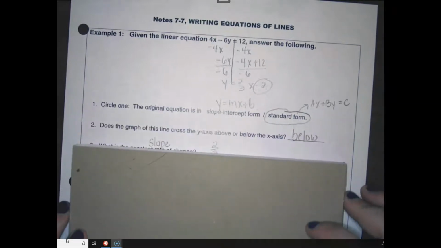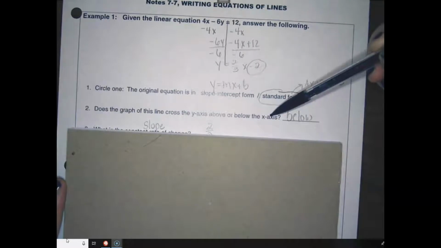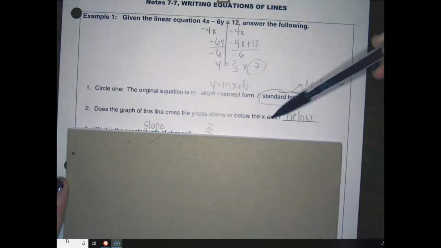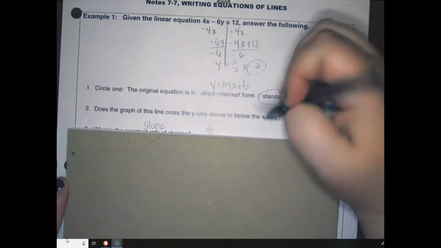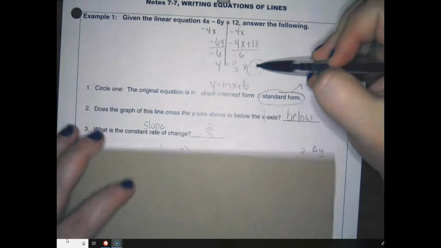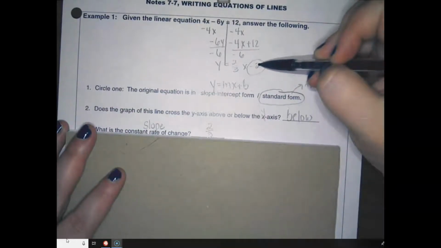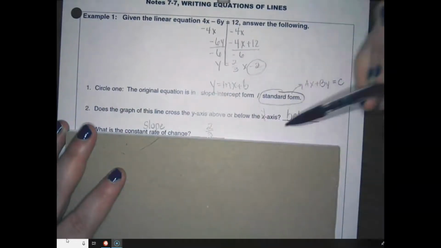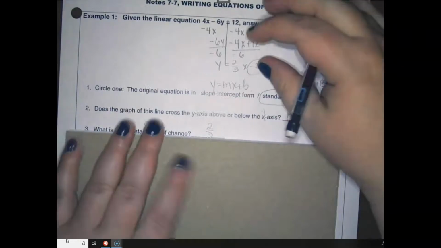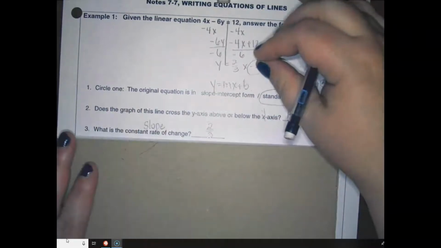Does the graph of this line cross the y-axis above or below the x-axis? I think it meant y-axis here, so sorry about that mistake. Go ahead and change it to y-axis. We had a slope of 2/3 and a y-intercept of negative 2, and that is definitely below, because it's negative.